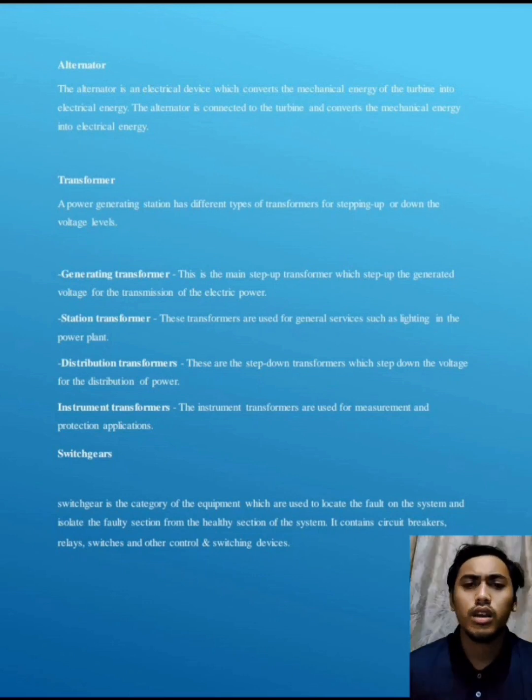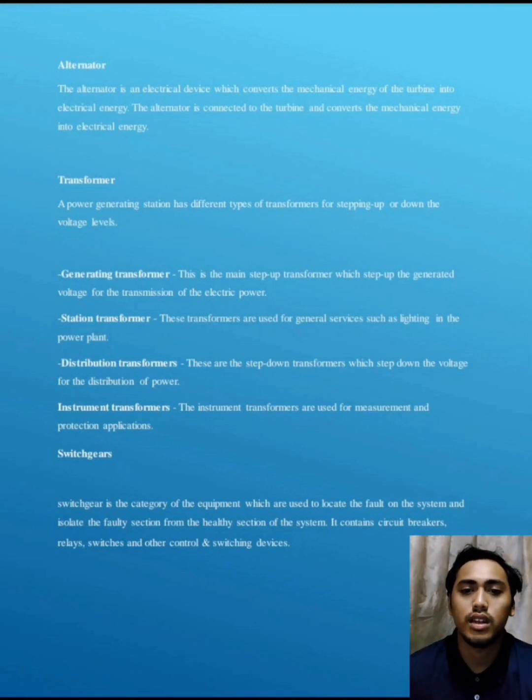And the last one is switchgear. Switchgear is the category of equipment which is used to locate the fault on the system and isolate the faulty section from the healthy section of the system. It contains circuit breakers, relays, switches and other control and switching devices.